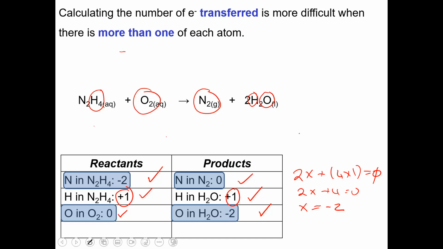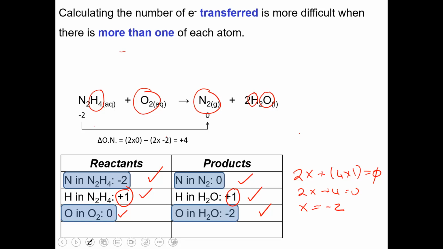So, if we consider oxidation numbers, we can see that the nitrogen in N2H4 increase their oxidation number from -2 to 0. So that means that they underwent oxidation. Similarly, we can look at the oxygen atoms in O2 and we see that they decreased their oxidation number from 0 to -2 and underwent reduction.